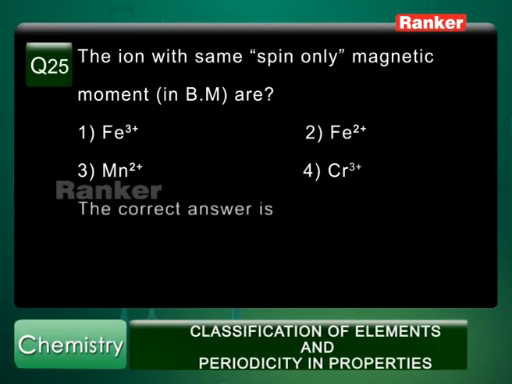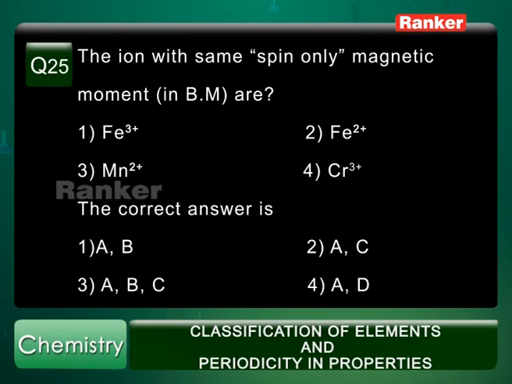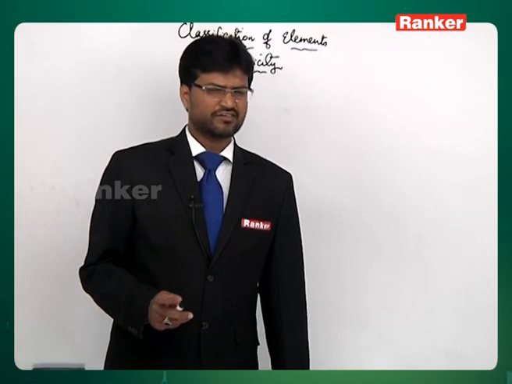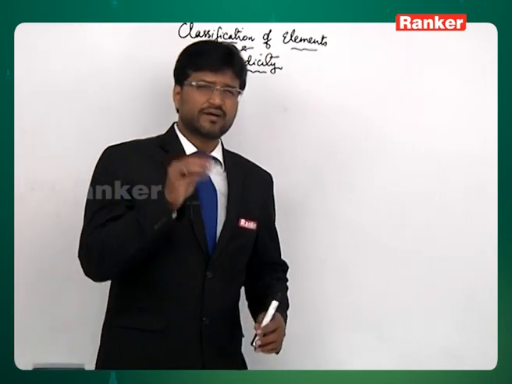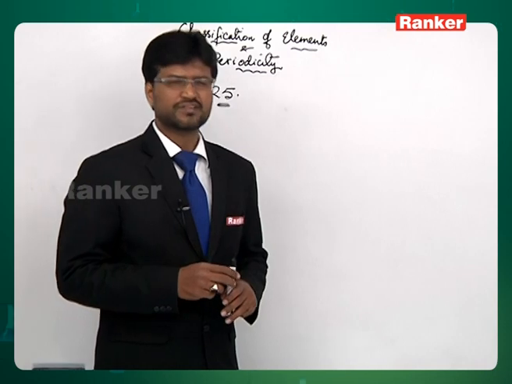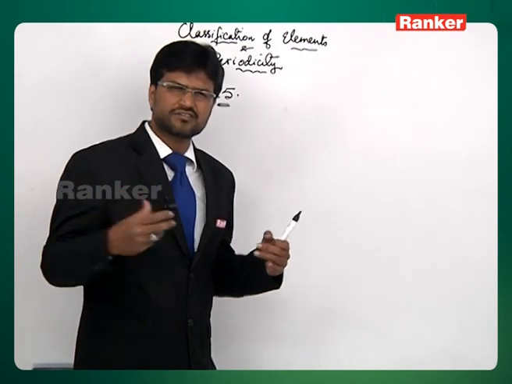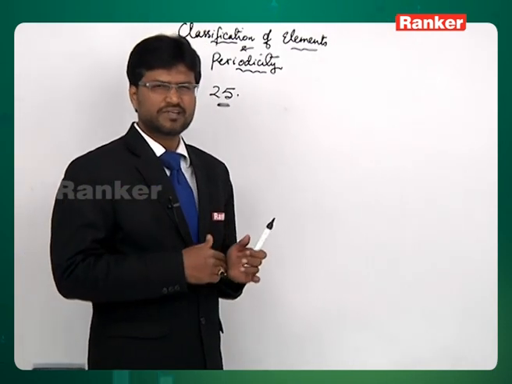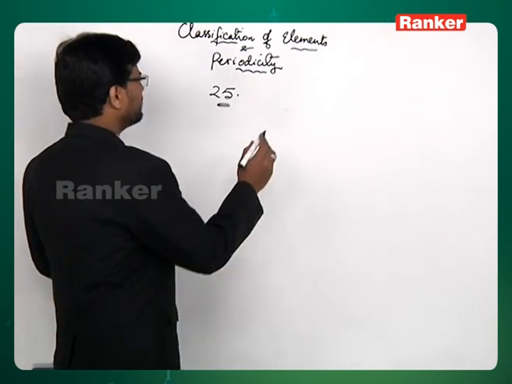Question number 25. The ions with the same spin only magnetic moment in Bohr magneton are A ferric, B ferrous, C manganese, D Cr3+. Let's write the electronic configuration. See, in order to have same spin only magnetic moment, the ions should have same number of unpaired d electrons. If unpaired d electrons are same, then the magnetic moment will be same. Let's write the configuration.